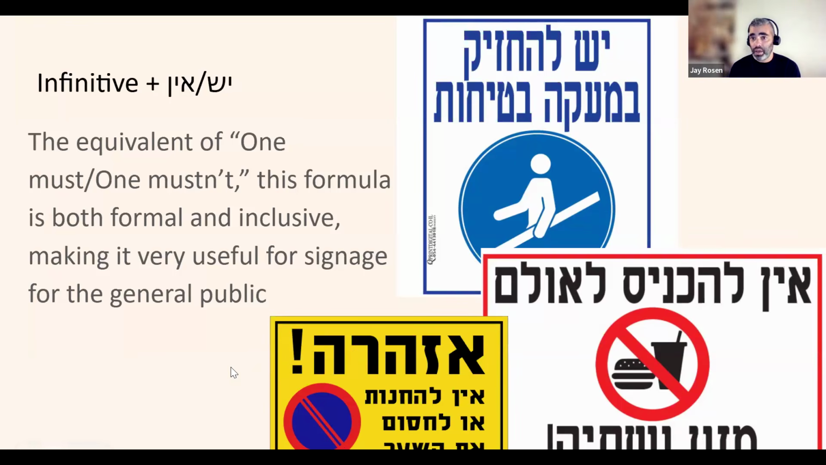Azhara. Azhara is warning. You can translate it as warning, danger, whatever it means to grab your attention. Ein lahachnot o lachsom et hasha'al. Azhara, warning, danger. Ein lahachanot. Again, that word ein, normally that means there is not, but in this case, we know it's making a negative command. Don't do something.